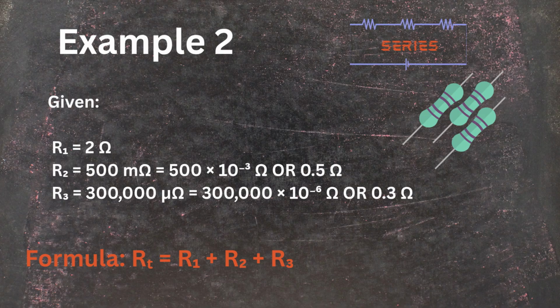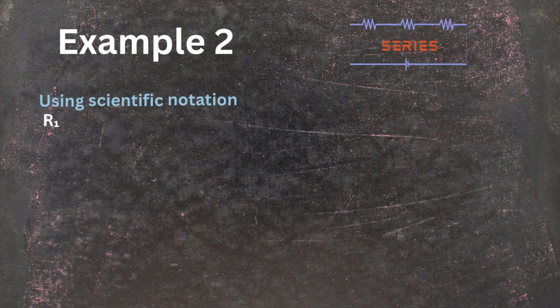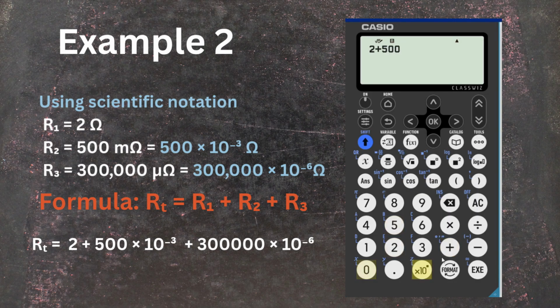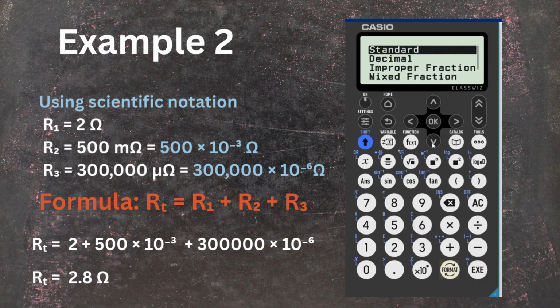The formula is total resistance equals resistance 1 plus resistance 2 plus resistance 3. Calculation method 1 using scientific notation. Total resistance equals 2 plus 500 times 10 to the power of minus 3 plus 300,000 times 10 to the power of minus 6. This equals 2.8 ohms.